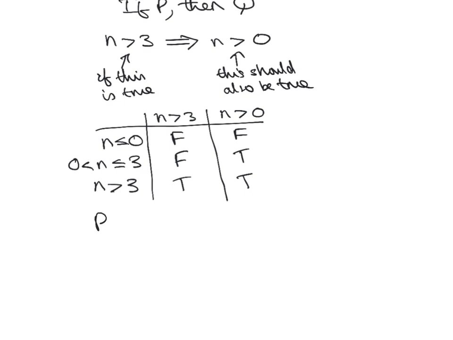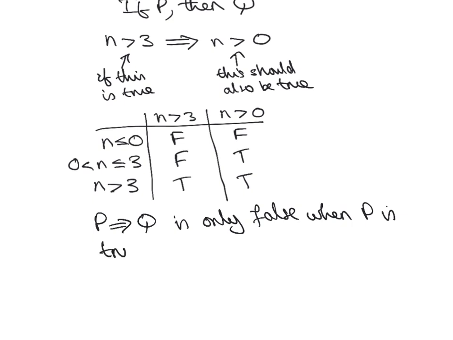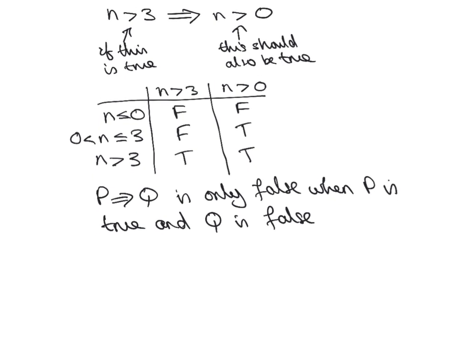So P implies Q is only going to be false if we start with a true statement for P and we end up with a false statement for Q. So when P is true and Q is false. So whenever P is true, we also need Q to be true.